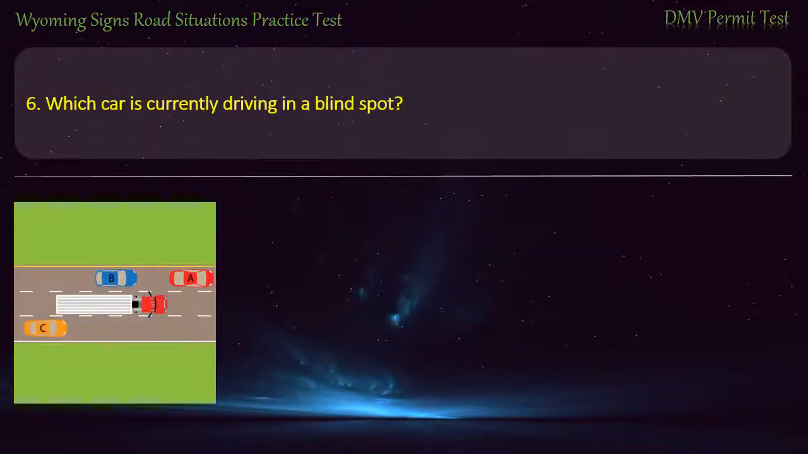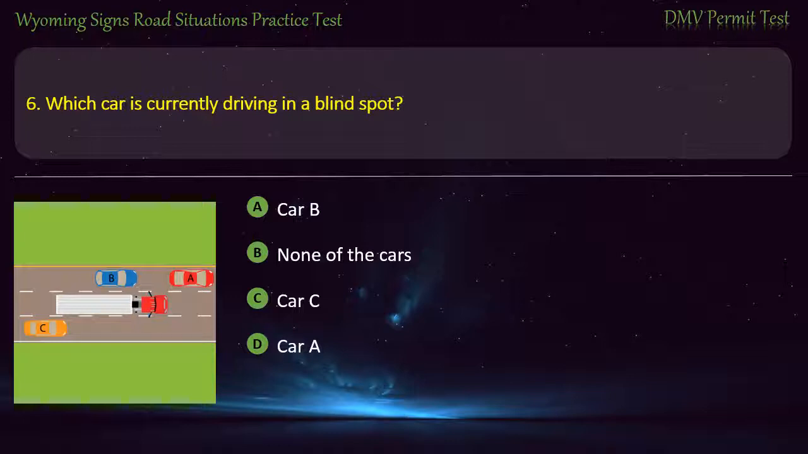Question 6. Which car is currently driving in a blind spot? Car B. None of the cars. Car C. Car A. Answer. Car B.